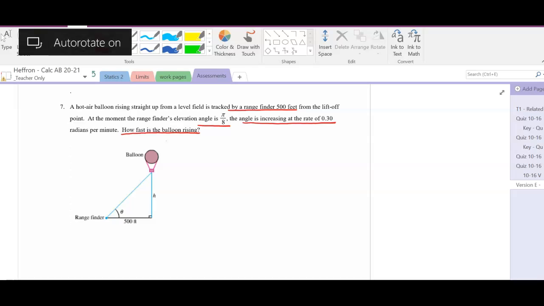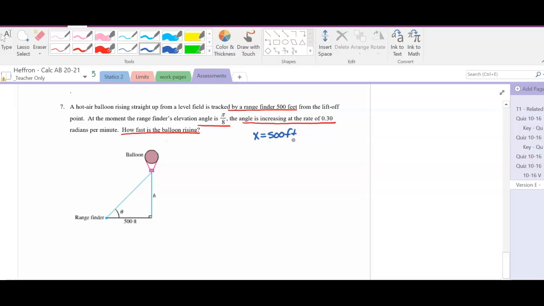In this case, I have underlined some of the givens. I know that x is always 500 feet, so that's a given. I'm going to want to use that in my equation if I can. At an instant, I know that theta is pi over 8, and I know the change of that angle theta with respect to time is equal to 0.30.